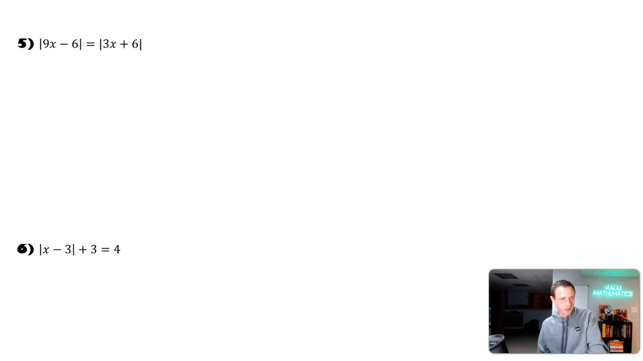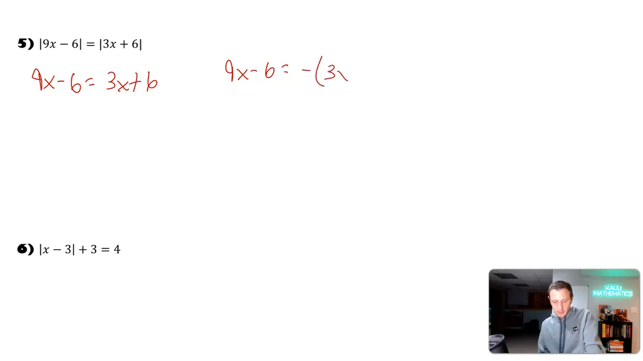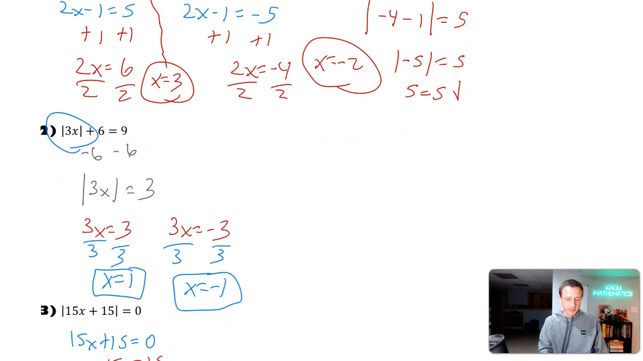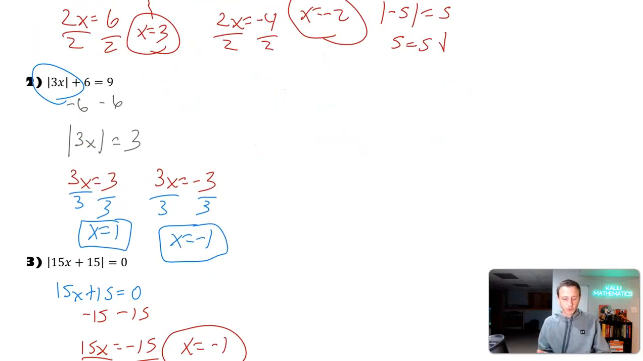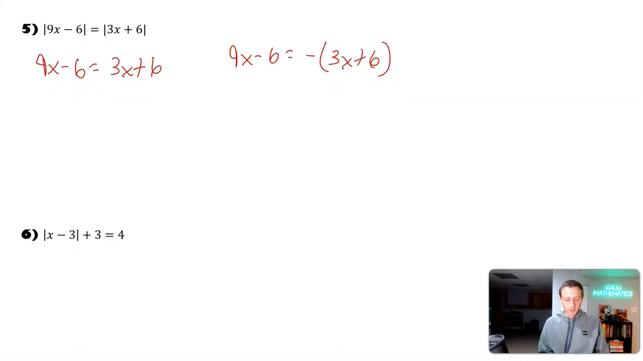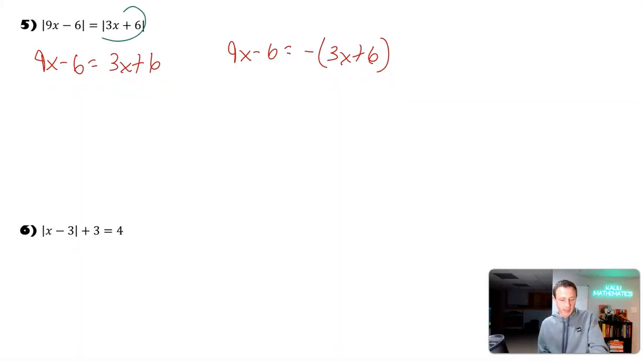So here's how we're going to deal with this. When we have an absolute value equal to an absolute value, I want to take 9x minus 6 equals the positive of 3x plus 6. And then I'm going to take 9x minus 6 equals the negative of 3x plus 6. So I'm taking both the positive and the negative, just like how we did back on these scenarios, where I set it equal to positive 3 and negative 3. Same kind of concept: I'm taking the positive of this and then the negative of that.